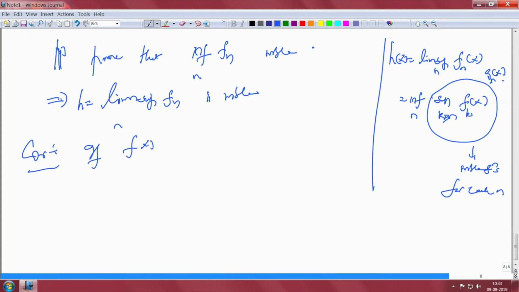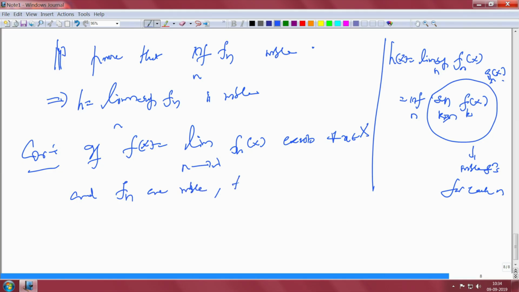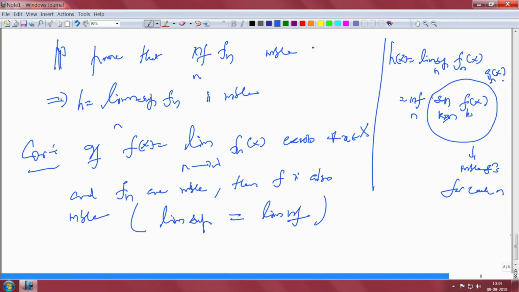Corollary, if f(x) equal to limit n going to infinity fn(x) exists for every x in X and fn are measurable, then f is also measurable. Okay, that is because lim sup will be equal to limit, right, because the limit exists. So, if you take limit of measurable functions, you will get a measurable function.